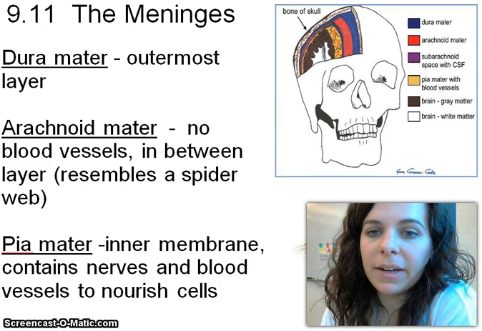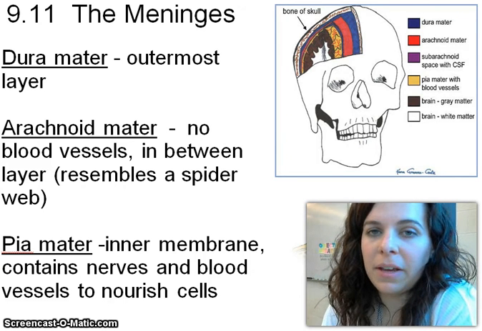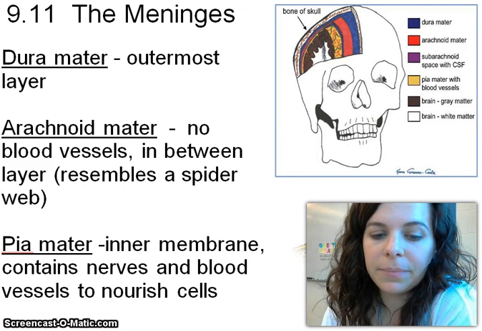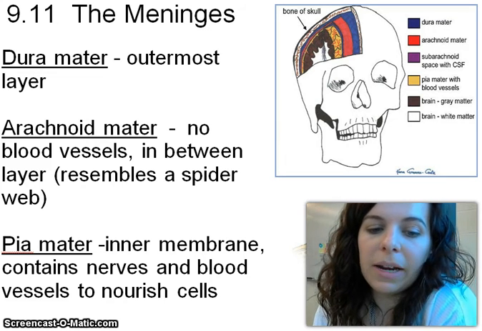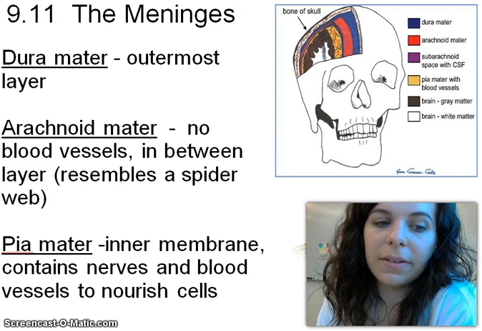The first is the dura mater, which is the outermost layer, followed by the arachnoid mater, the middle layer, and it resembles a spider. It does not have blood vessels. And then you have your pia mater, which is your inner membrane, which does contain the nerves and blood vessels that nourish the brain.